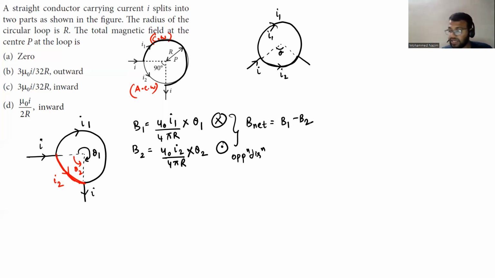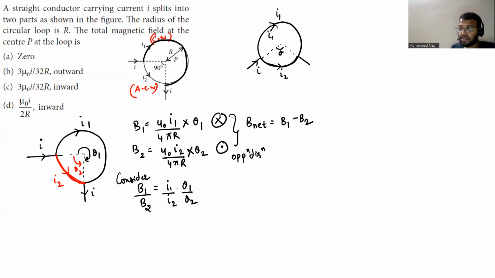But before calculating the actual values of B1 and B2, what I'm going to do is divide B1 by B2. So just carefully see here. B1 by B2 will be I1 by I2 into theta 1 by theta 2. Let us divide. Consider B1 by B2. So that is going to be I1 by I2 into theta 1 by theta 2.